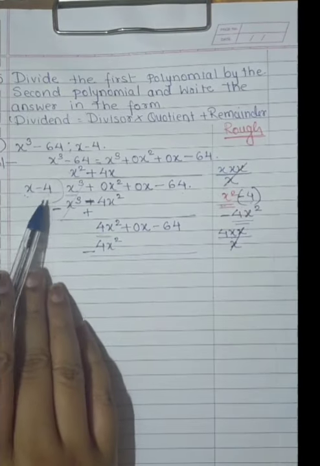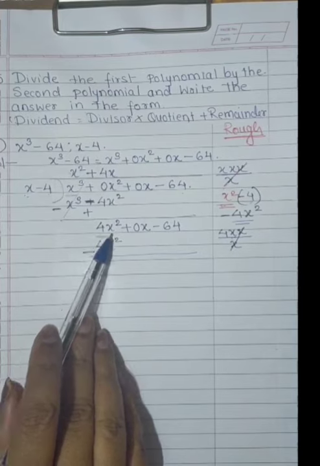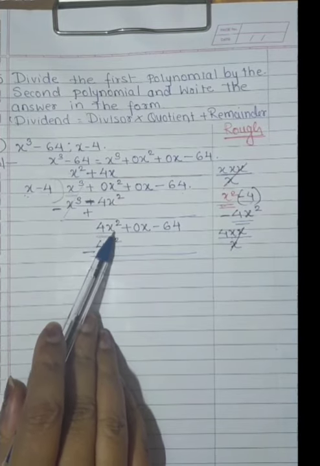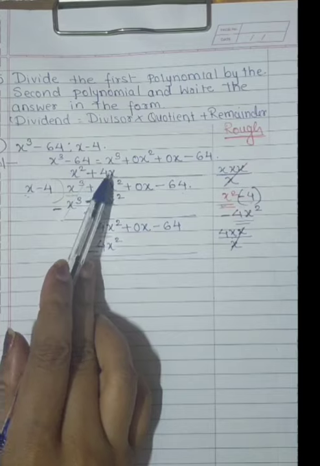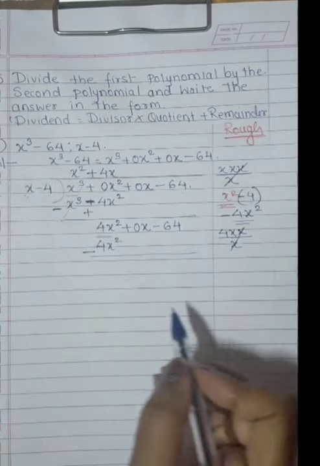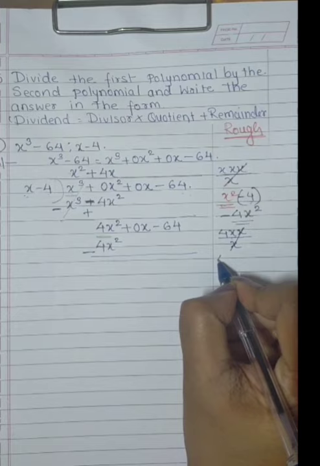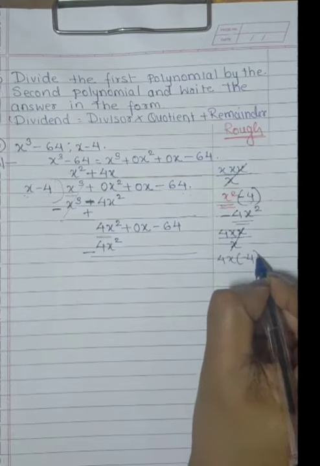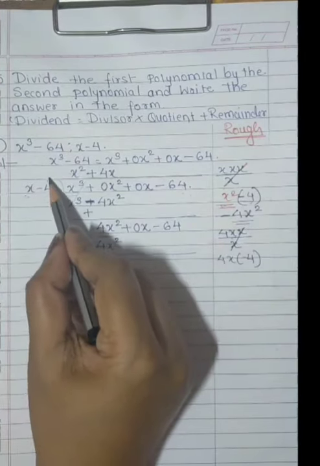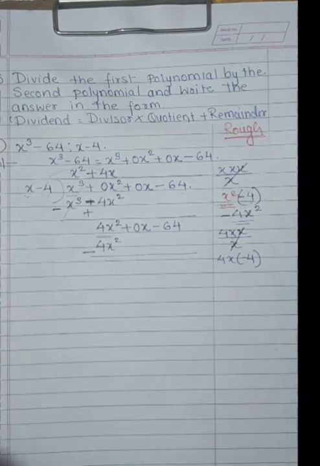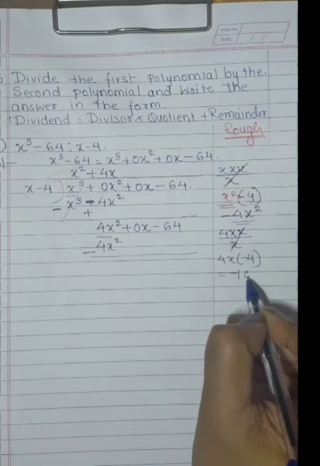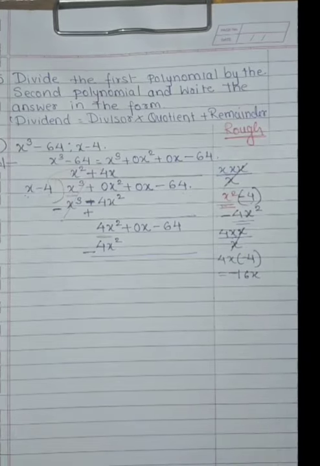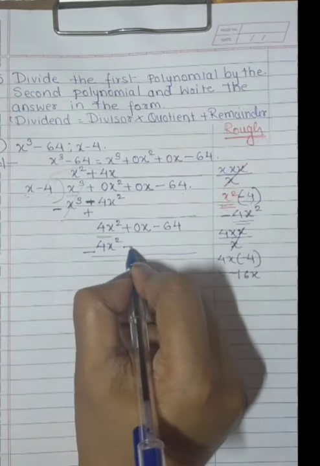Now next step, as you can see, we have already divided 4x square with x. Now what is remaining? Minus 4 is remaining, which we have to multiply with 4x. Okay, when we multiply 4x with minus 4, what will we get? We will get minus 16x. Okay, here we will get minus 16x.